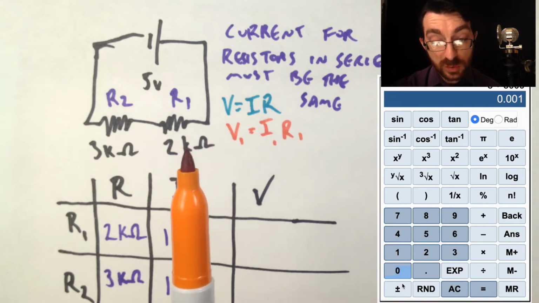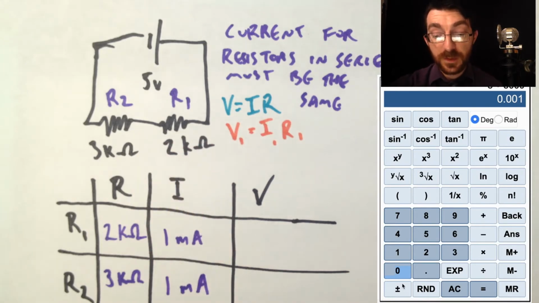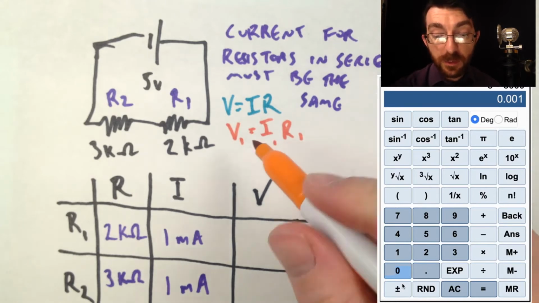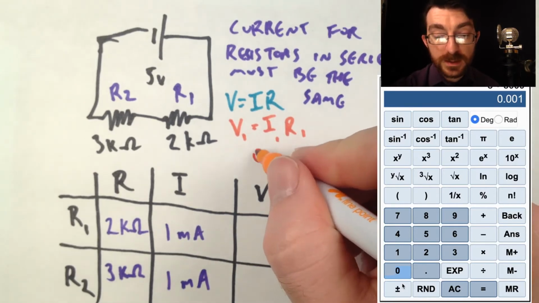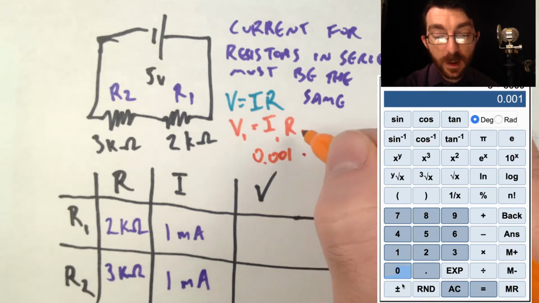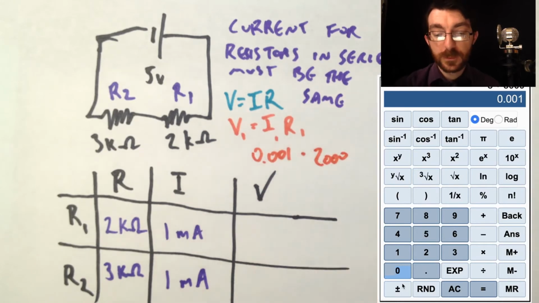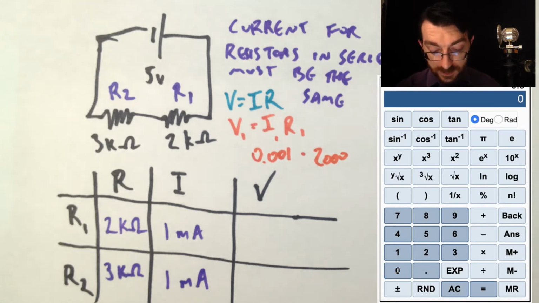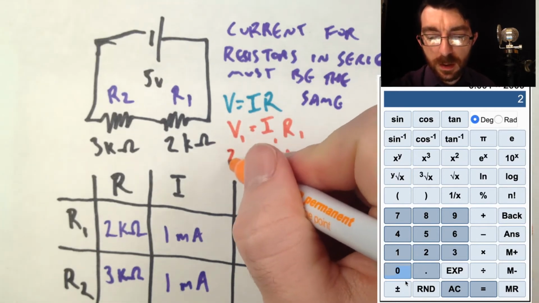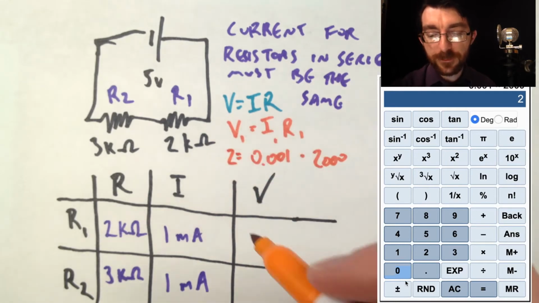Okay, so let's put the numbers in. The current through resistor 1 is 0.001 amps. The resistance of resistor 1 is 2000. So now we can find the voltage across resistor 1. 0.001, that's the current, times 2000, that's the resistance, is 2 volts. Let me go ahead and write that in.